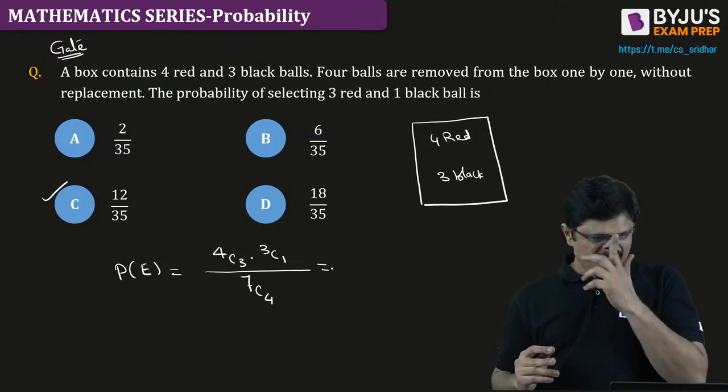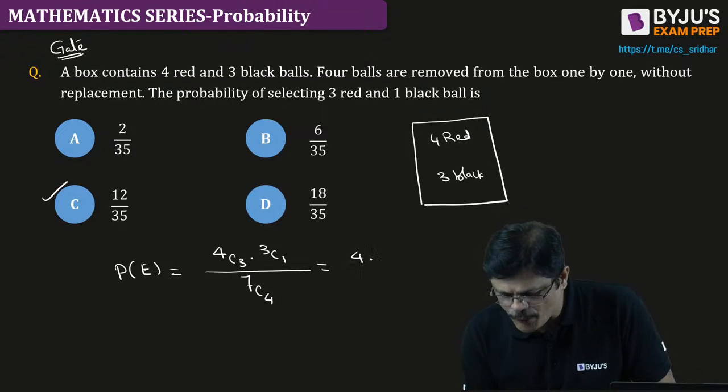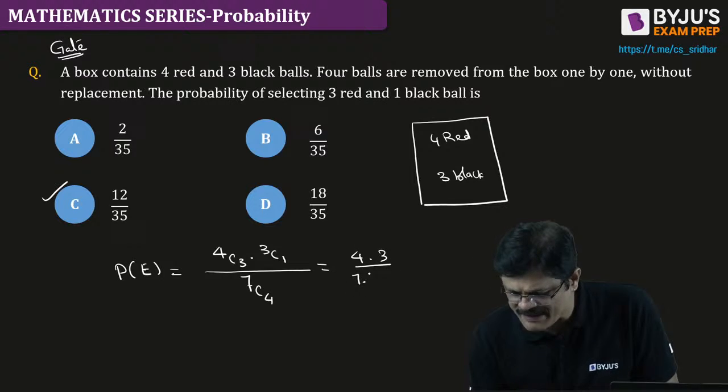Am I clear? And if you simplify this, you get the answer 4 into 3 divided by 7 into 6 into 5 divided by 3 into 2 into 1.